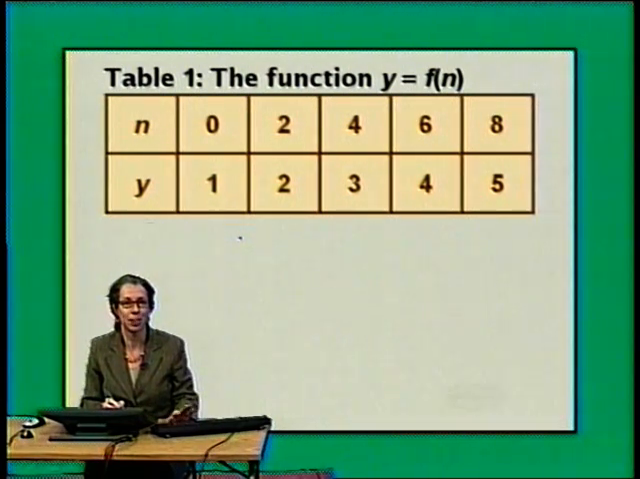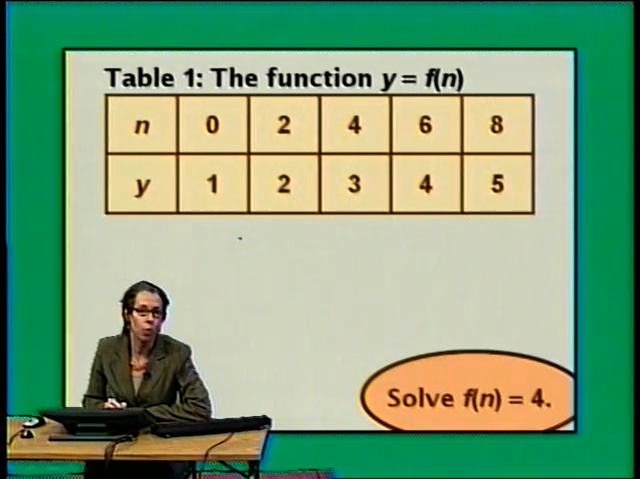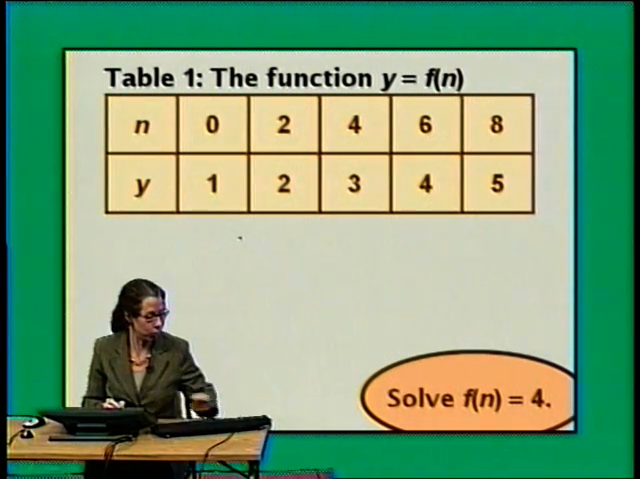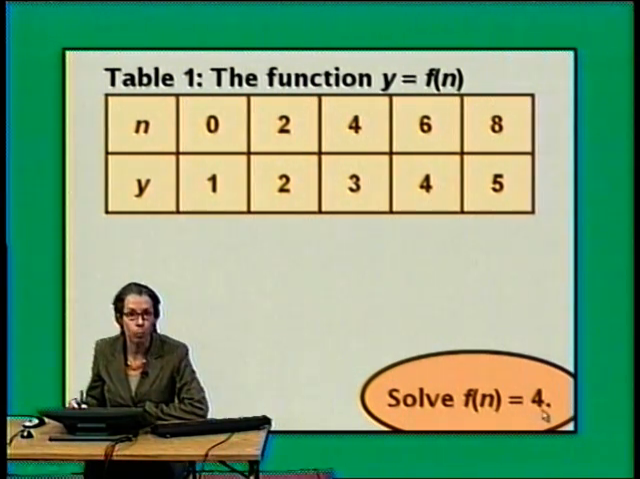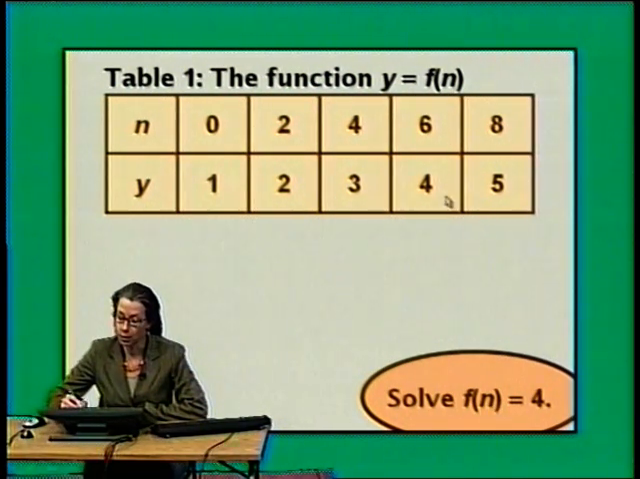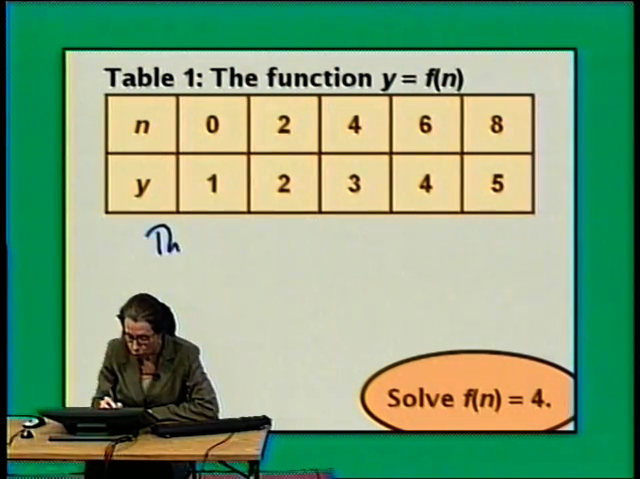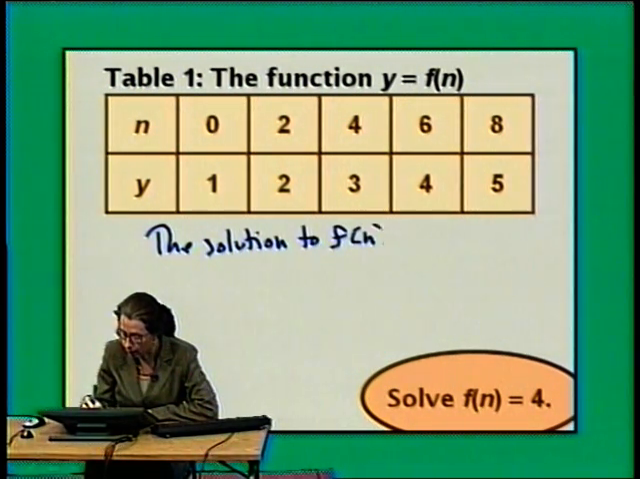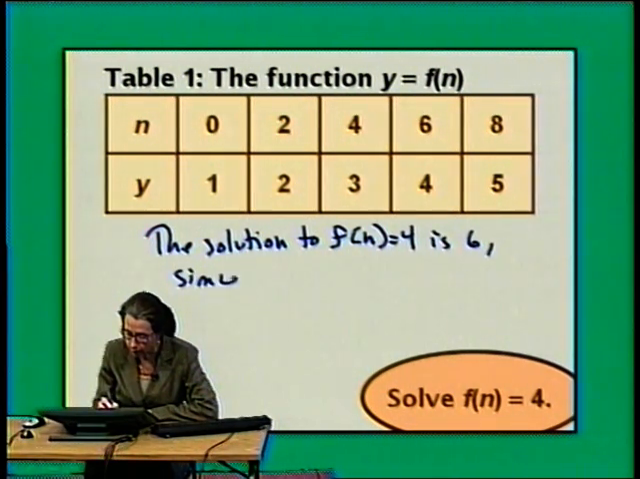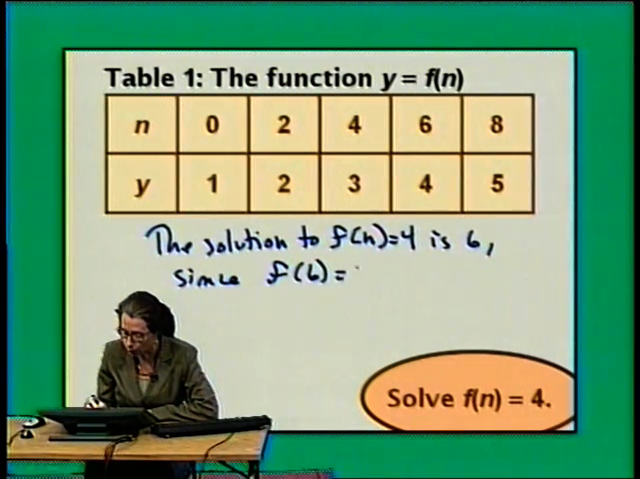That was easy. Let's solve an equation. The equation we want to solve is f of n equals 4. In this case, we're given the output as 4. We don't know the input. That's what we're solving for. Looking at the second row of the table where the outputs live, if the output is 4, the corresponding input is 6. There's the solution. So the solution to the equation f of n equals 4 is 6. And then just to make it clear, that's because f of 6 equals 4.